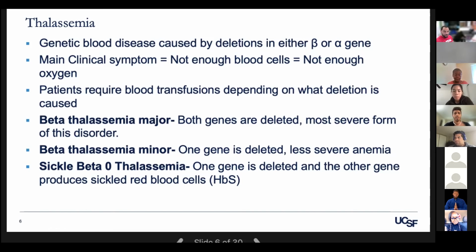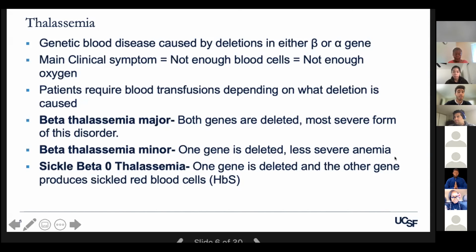So here's what we can talk about: beta thalassemia major. Okay, so beta thalassemia major is a very, very severe form of thalassemia. It's when there are deletions on both of your genes. So you're not producing enough of that protein for your red blood cell. Okay, and then we have also beta thalassemia minor, and that is basically one of the genes deleted, and the other gene can produce enough red blood cells. So we have a little bit less severe anemia compared to beta thalassemia major, okay?